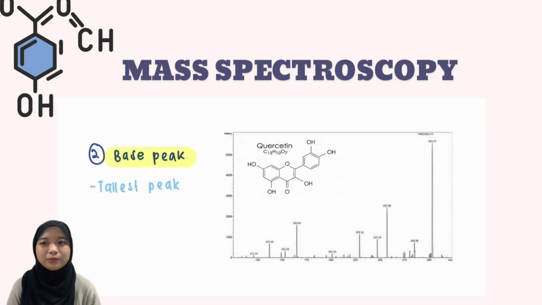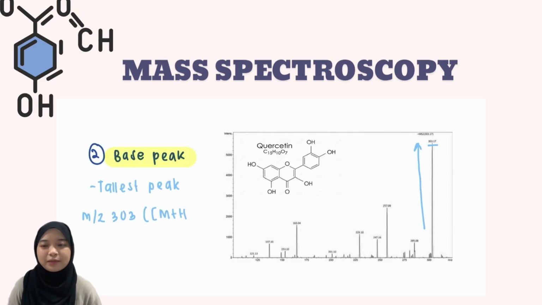Okay, for question 2, base peak. I will explain the base peak. So how can we determine the base peak? The base peak is the tallest peak in the mass spectrum. It has the highest intensity, which means it is the most abundant ion detected during the mass spectrometry analysis. From the spectrum, the highest peak is observed at M/Z 303. Therefore, the base peak is M/Z 303, which also corresponds to the protonated molecular ion M plus H+.